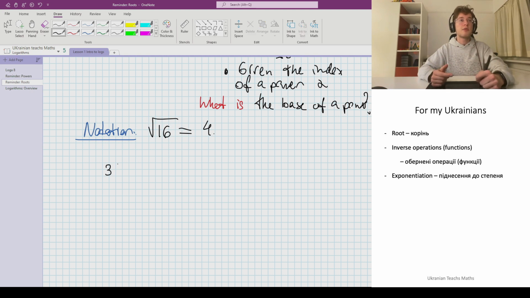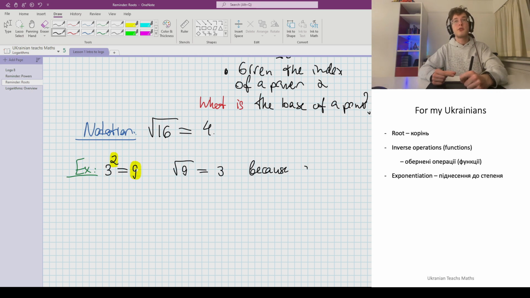Let's say 3 raised to the 2 is equal to 9. I'm doing the same thing. I am saying that now I have the result 9 and the index of 2. What would then be the square root of 9? Well, obviously it's going to be just 3, because 3 raised to the second power, oftentimes pronounced as 3 squared, equals 9.